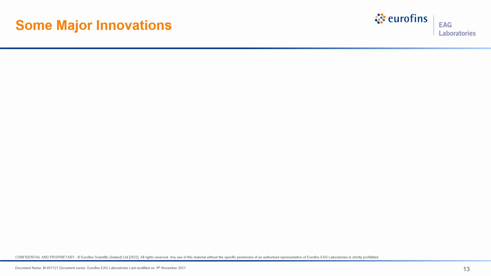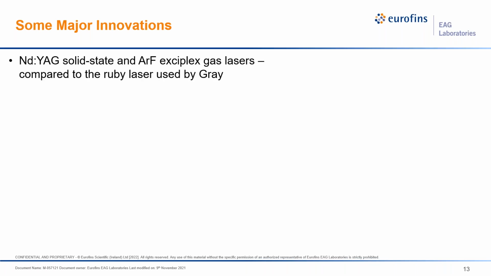So I'm going to emphasize just a few key innovations that shape how this technique is used today. We can hardly cover all of them in the time that we have, but these are some that are worth mentioning. So first, compared to the JK Type 2000 Ruby laser used by Gray in 1985, most modern laser ablation systems use either a solid-state neodymium-doped yttrium aluminum garnet source or an argon fluoride excimer gas laser source.